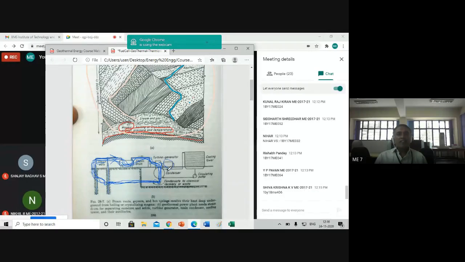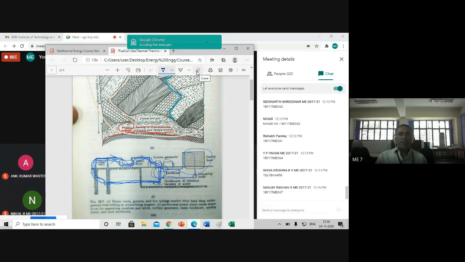The generator generates electricity, and for cooling, the condenser is present here. For that condenser, cooling water is necessary. That cooling water is circulated here like this. Cooling water circulation, I will show you separately now. How the cooling water is circulated, I will show it to you.